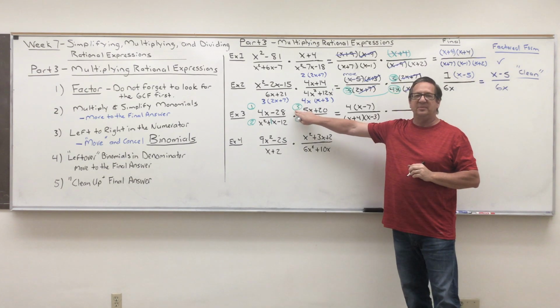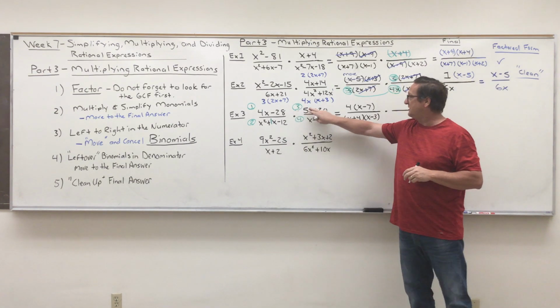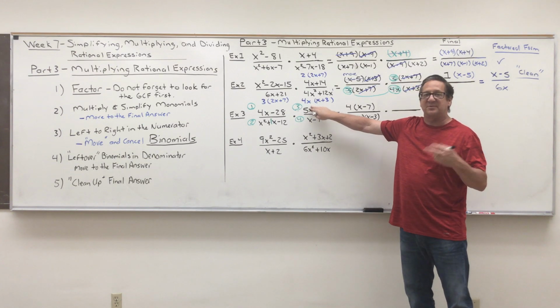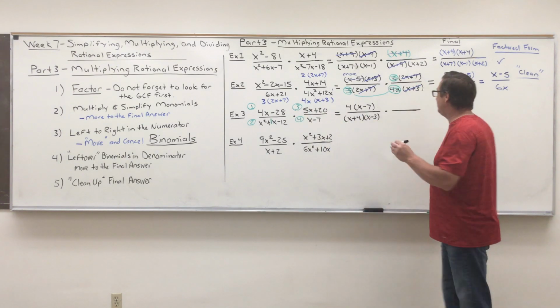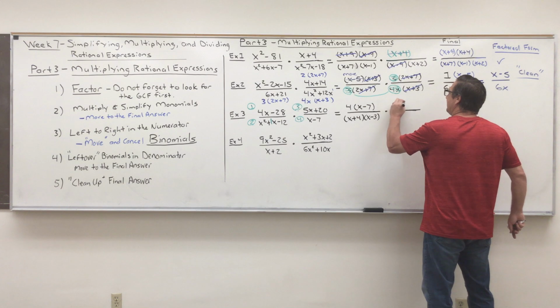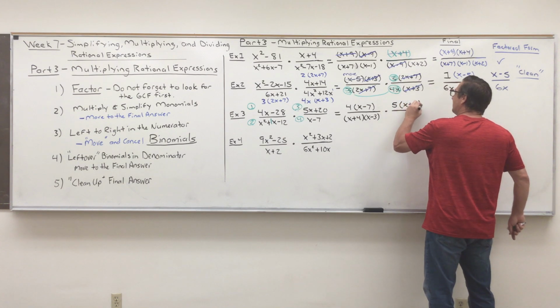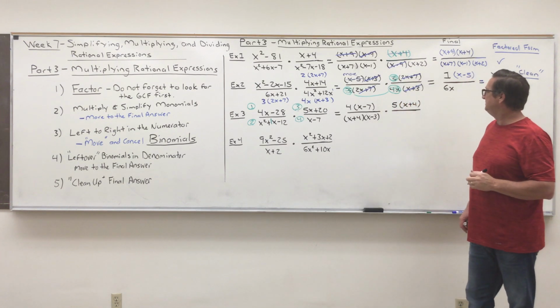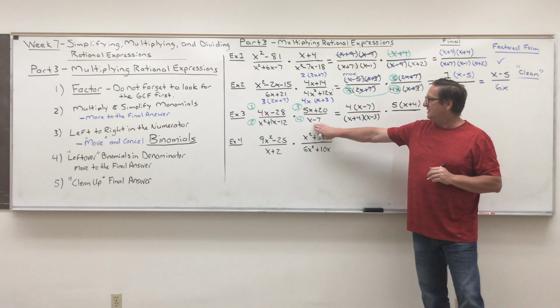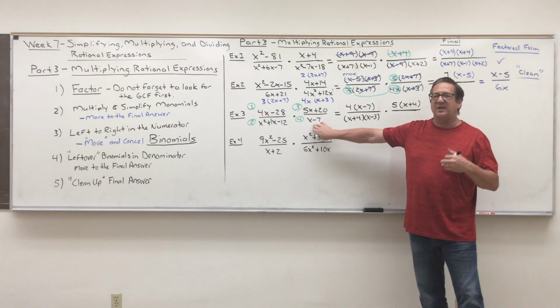Problem 3 is a binomial. I'm pretty sure it's not going to be difference of squares because there's nothing there, but I'm supposed to look for the GCF first anyways. I get 5 times x plus 4. And then x minus 7 is a binomial without a GCF. It's not the difference of squares.